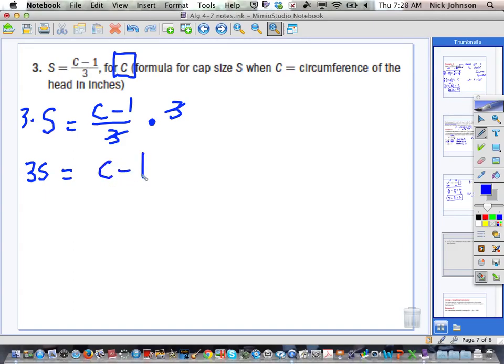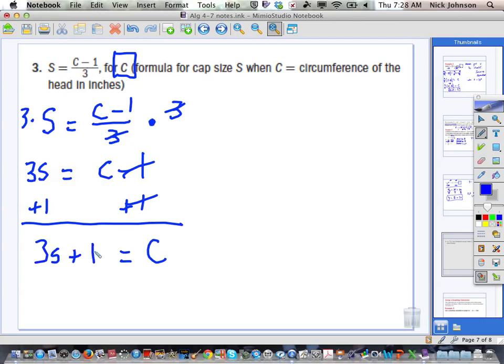Is c by itself? No. So what do I have to do? The inverse of subtracting 1 is adding 1. Whatever I do to one side, I do to the other. 1's are gone, leaves me with c equals 3s plus 1. So, what is that saying?